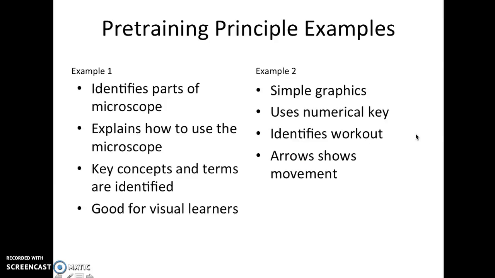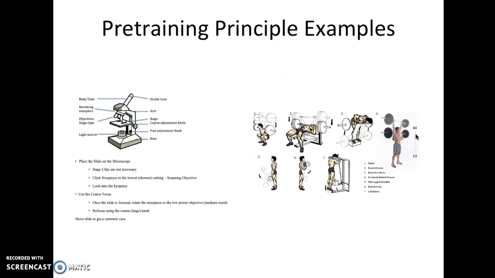Okay, so the first example, like I said, identifies parts of the microscope. It explains how to use the microscope. The key concepts and terms are identified, and it's good for visual learners. I really like it because if you took away this image and the terms and only had the instructions separately, and you didn't know what the parts of the microscope were, it might be really hard to carry out the task. So I like both of them together. It's really great for visual learners, in my mind.